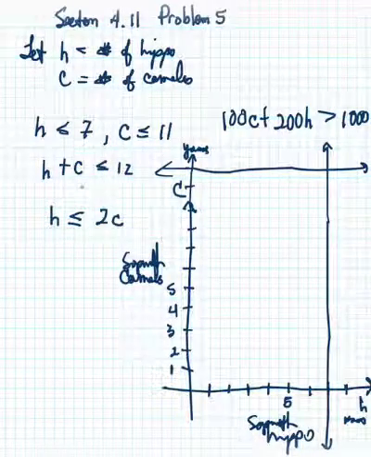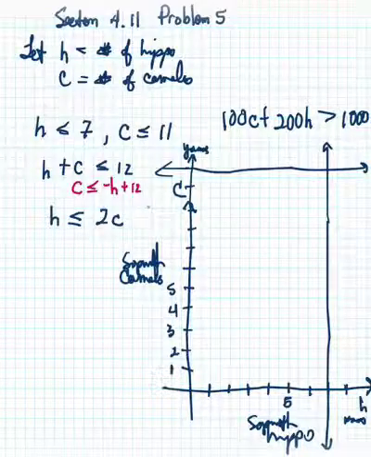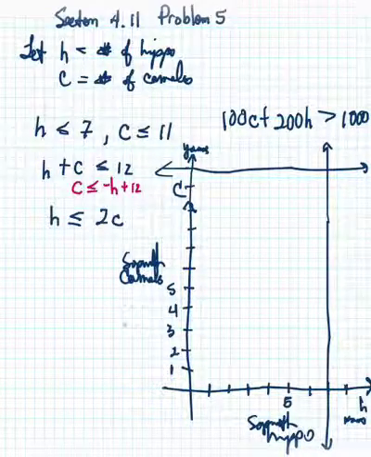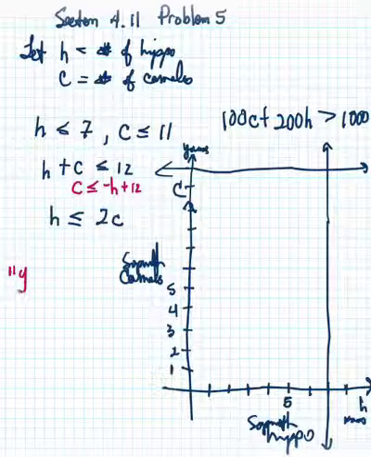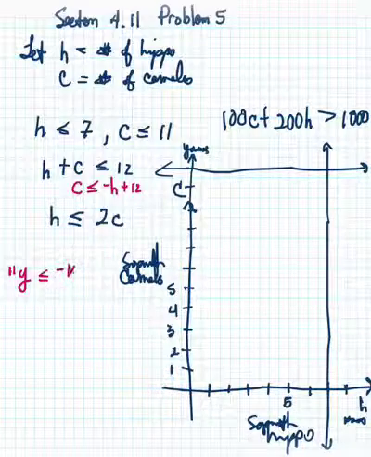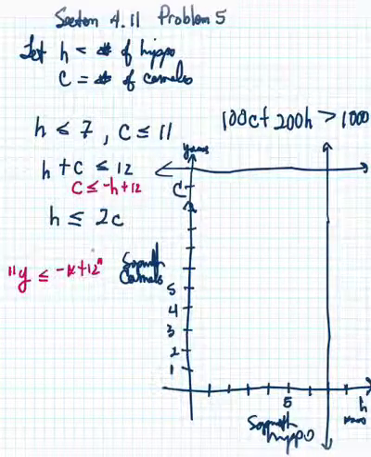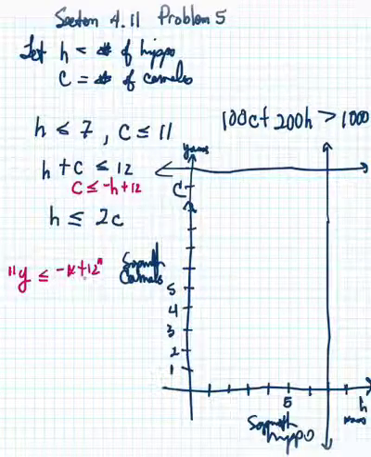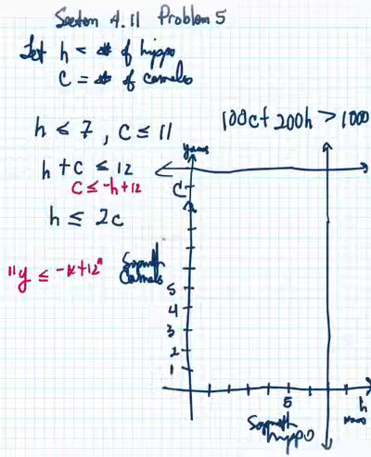C is going to be less than or equal to the opposite of H plus 12, which is the same thing as saying that Y is going to be less than or equal to the opposite of X plus 12. If that helps, it's because C is on the y-axis and H is on the x-axis. So it's just in y equal form, right?